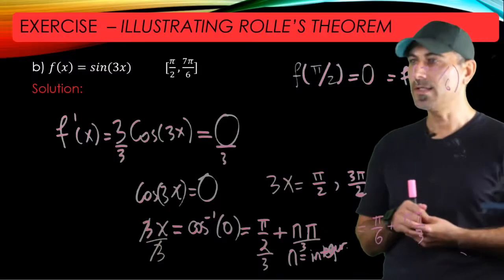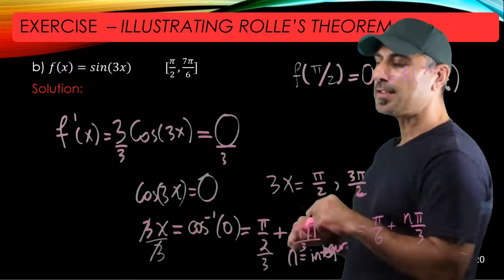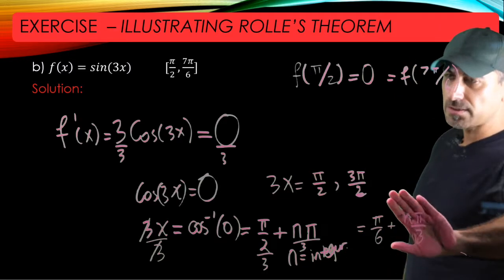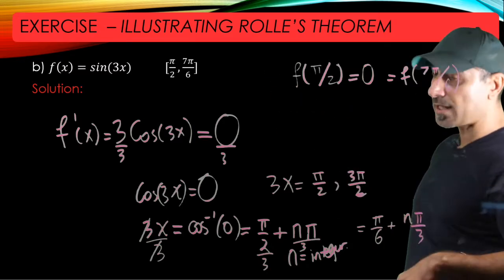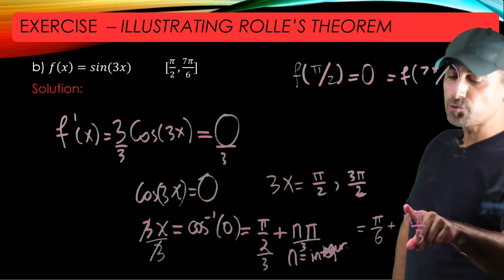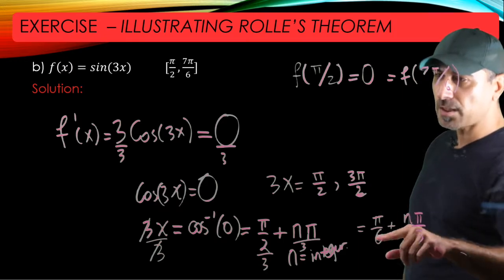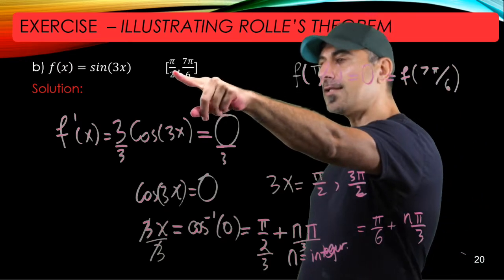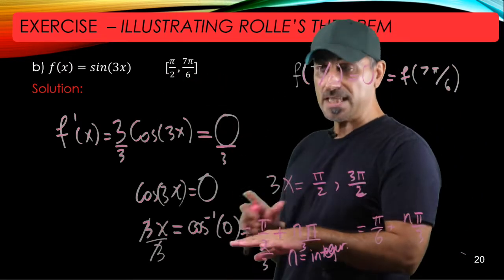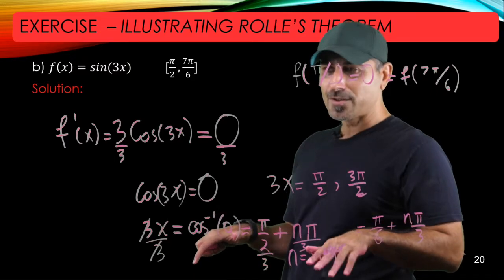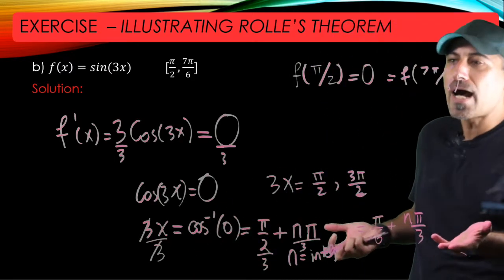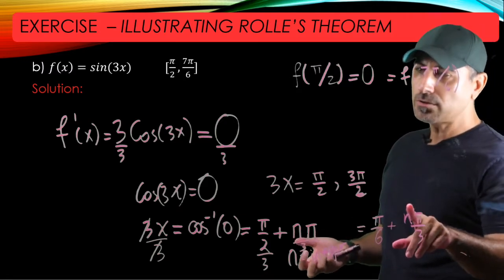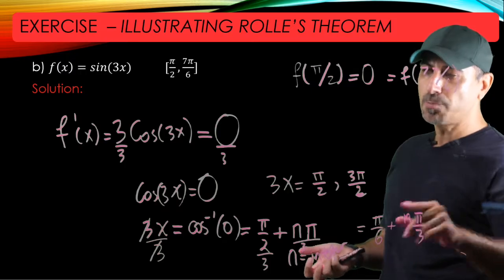Right? And remember that the interval is pi over 2 and 7 pi over 6. We can go ahead and check what's going on with n equals 0. For n equals 0, it's pi over 6, which is not in that interval. And for n equals 1, this is pi over 3 plus pi over 6, but that's pi over 2. And that is the left end of our interval, and c cannot be an endpoint. So in this case, pi over 2 is not even a solution for us. So we're going to try n equals 2. So that's pi over 6 plus 2 pi over 3.